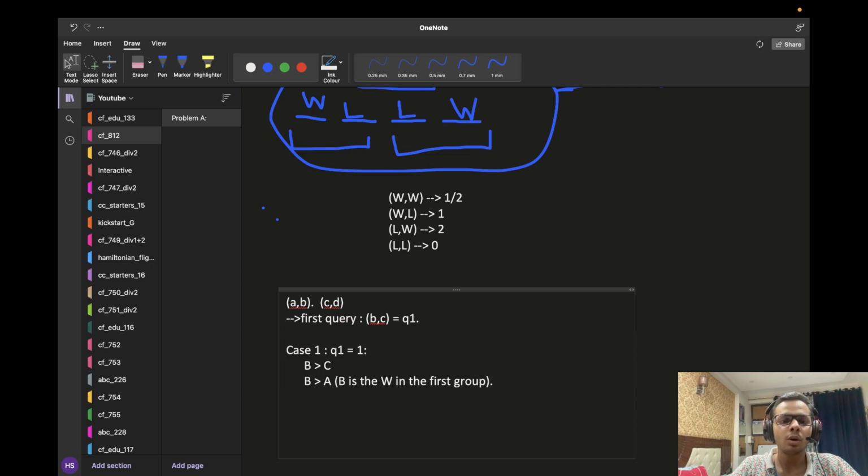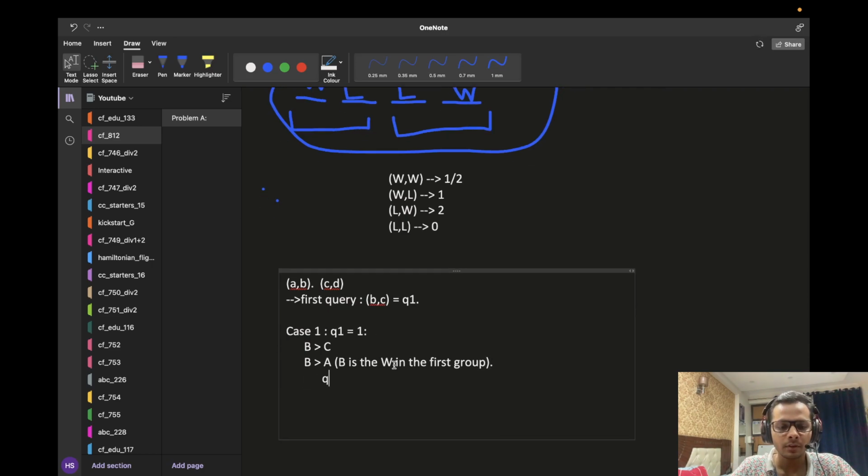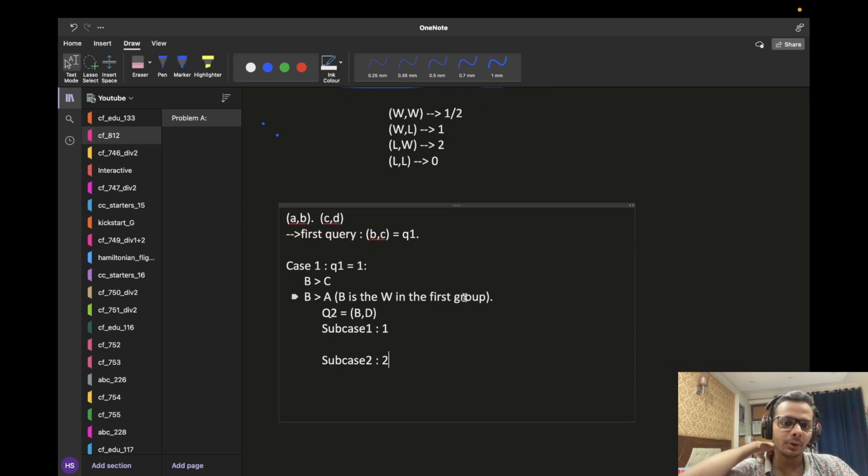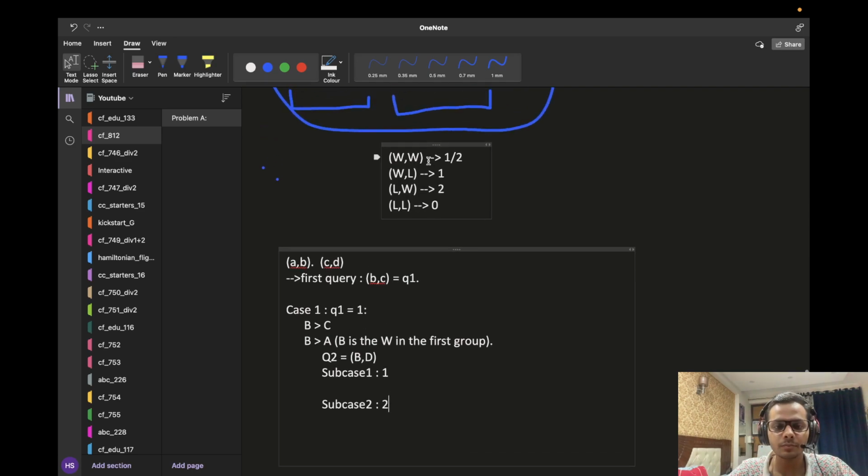Okay. Now we'll do another query. Remember that we are allowed to do 2 queries. So in this query we will query between B and D. This time there are again 2 cases: subcase 1 where we get a 1, and subcase 2 where we get a 2. The reason that we can't get a 0 here is that we already know that this person B is the winner of the first group, right?